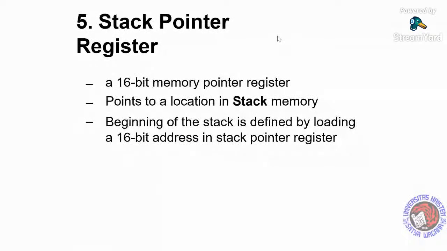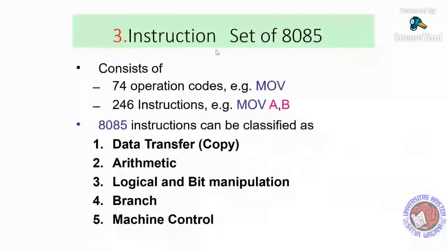So this is the stack pointer register, a 16-bit register that points to the location in the stack memory. The beginning of the stack is defined by loading a 16-bit address into the stack pointer register. Okay, the instruction set, for example, consists of 74 operation codes, for example MOV, LXI, and so forth.